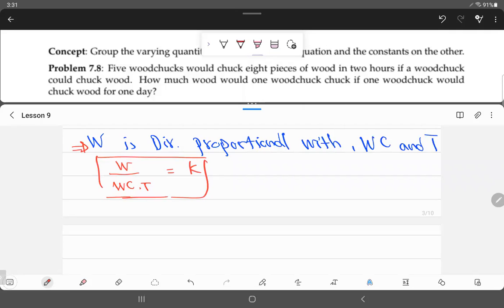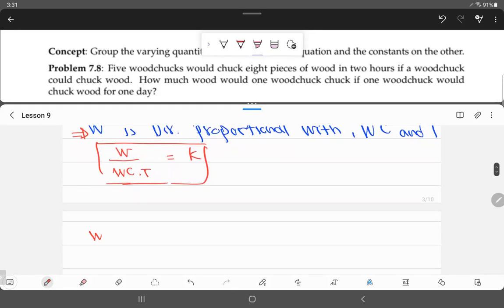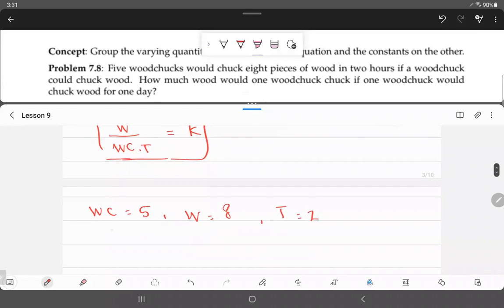Yes. Good. Now, if we go back to the question, it says WC is 5, W is 8, and the time is 2 hours. From all of these we can find that constant. We can just plug them in. So we have 5 over 8 times 2. This equals K, the constant of proportionality. So K equals 5 over 10, which is half.